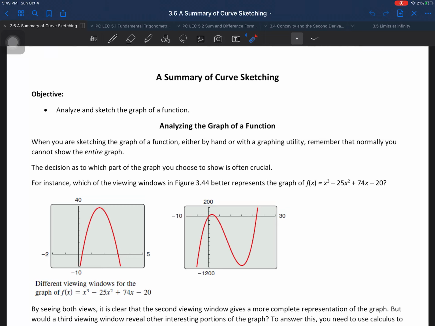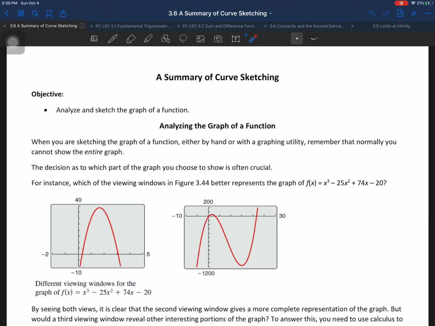So in this section we get to use everything that we have learned so far in this chapter, and so we get to use all those techniques to describe the behavior of the function. This is an important section because we get to summarize everything that we've done. In addition, we get to go back and review some of the algebraic properties for a function.